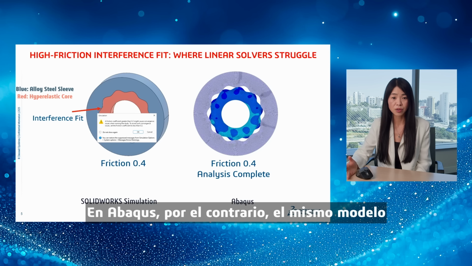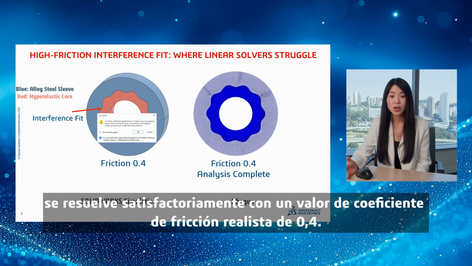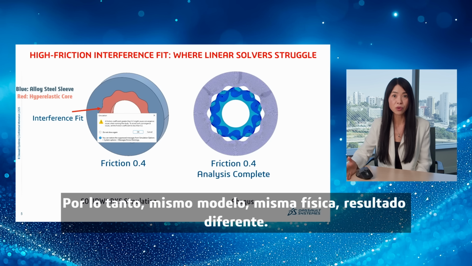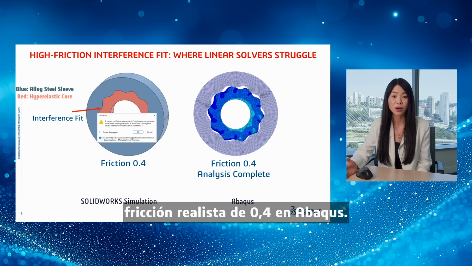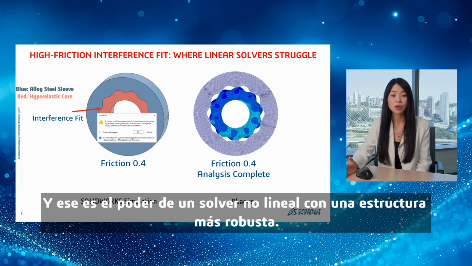In Abaqus, on the contrary, the same model solves successfully with the realistic 0.4 friction coefficient. So same model, same physics, different outcome. No convergence in SolidWorks Simulation, full convergence with realistic friction of 0.4 in Abaqus. And that's the power of a more robust nonlinear solver.